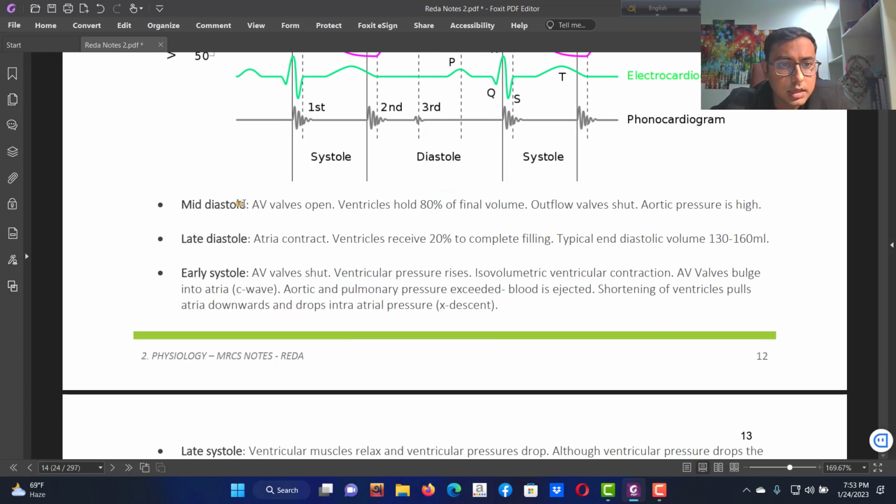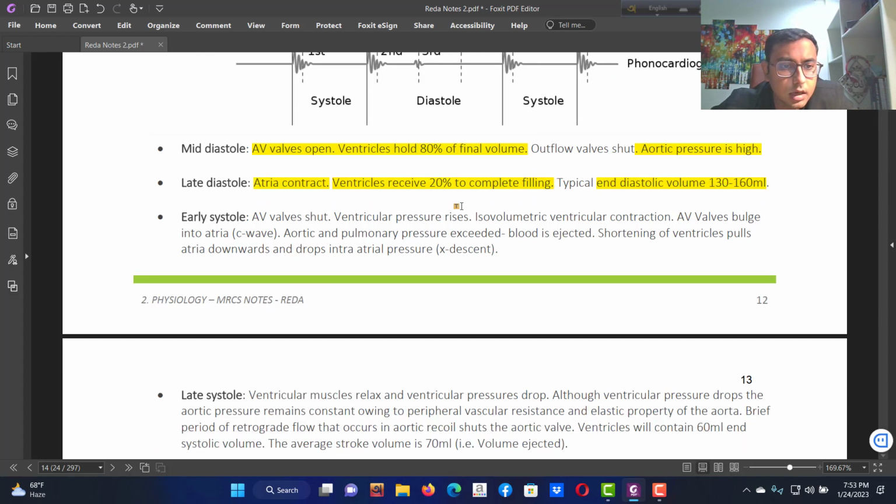Now in mid diastole, the AV valves open and the ventricles hold 80% of the final volume, and the aortic pressure is high. In late diastole, the atria contract and the ventricles receive the remaining 20% of the complete filling, and the end diastolic volume is 130 to 160. In early systole, the AV valve shuts and ventricular pressure rises. You must understand that in early systole, isovolumetric contraction happens.